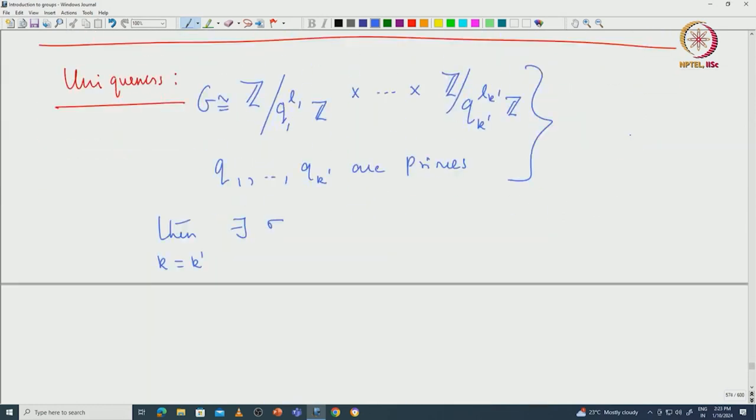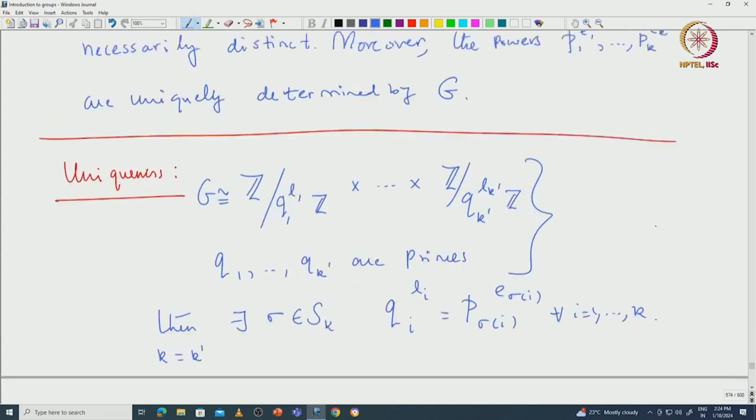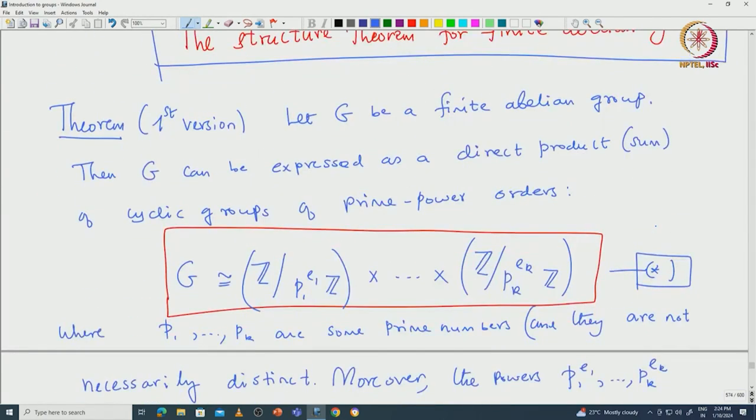So k equals k dash, and there exists a permutation sigma in S_k such that this Qi power Li will be the same as P sigma(i) power E sigma(i) for all i from 1 to k. So up to permutation, these prime powers are all equal. So G determines uniquely all these prime powers. This is the first version of our structure theorem of finite abelian groups.